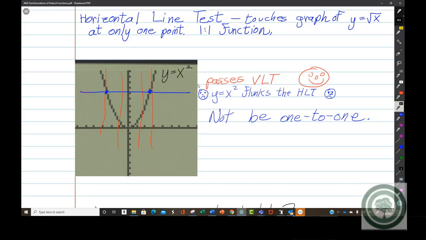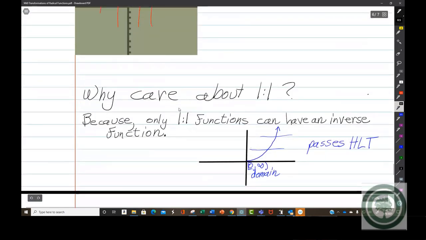Because the only kinds of functions, oh, I should have written that. Wait a minute, we've still got three minutes. I'm gonna write it right here. The only kinds of functions that can have inverse functions are one-to-one functions. Did I already say that? Oh, because only one-to-one functions can have inverses. That's why we care. And I'm actually going to erase this because I do not want anybody getting all messed up.